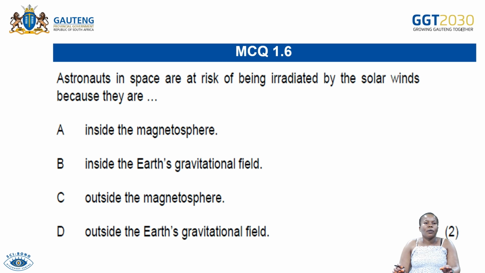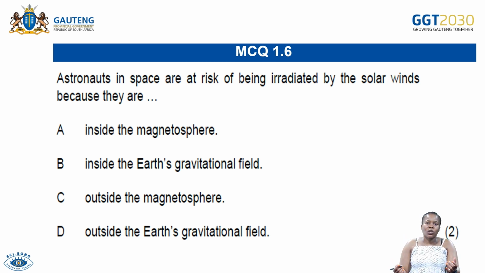Multiple choice question 1.6: astronauts in space are at risk of being irradiated by the solar winds because they are... When the astronauts are in space and not on Earth, they have moved far away from the magnetosphere that covers and protects everything on Earth. They are looking at the Earth from a far distance. Option A says because they are inside the magnetosphere.